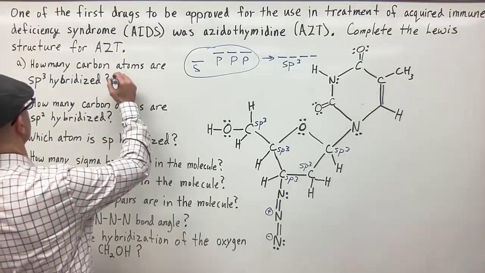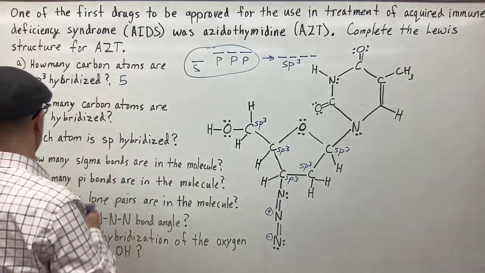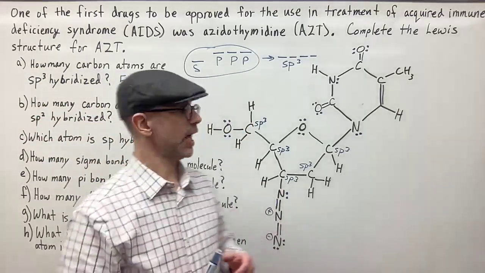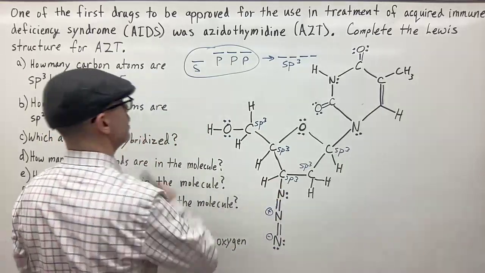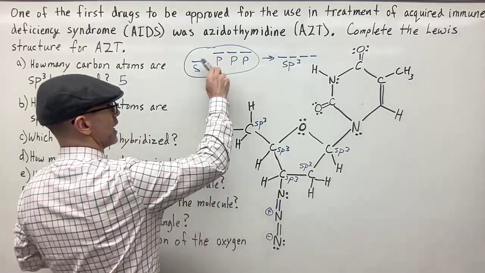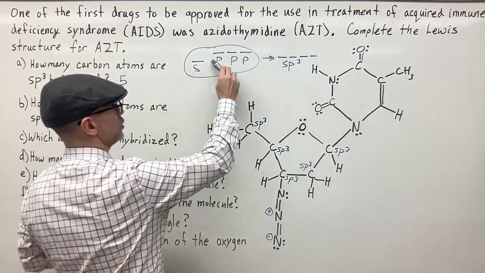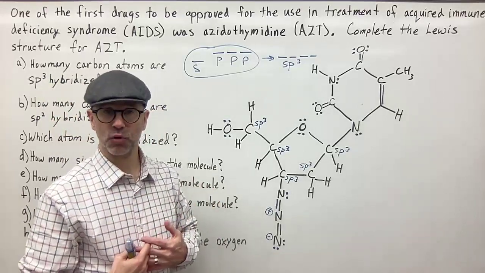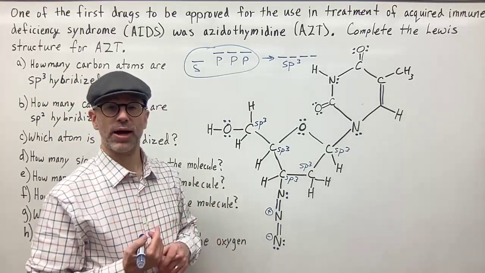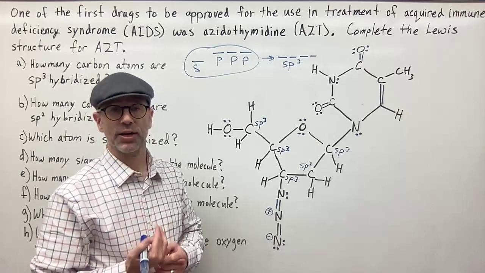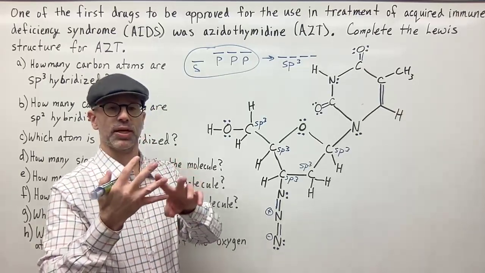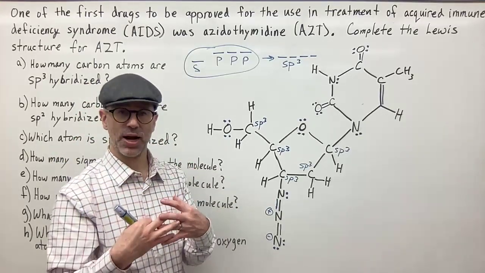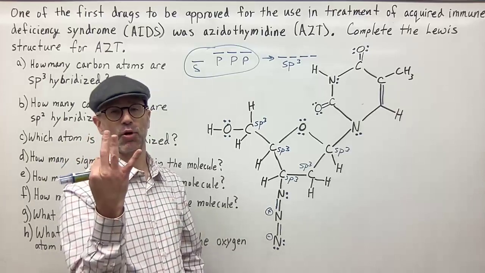So the answer here is going to be 5. How many carbon atoms are sp2 hybridized? By the same reasoning, instead of taking 1 s and 3 p's, you're going to take 1 s and 2 p's to make 3 hybridized orbitals. So whenever you have something that's sp2 hybridized, that means you took an s, a p, and a p. So that's 3 atomic orbitals. You mix them together, you hybridize them, and you get 3 hybrid orbitals.